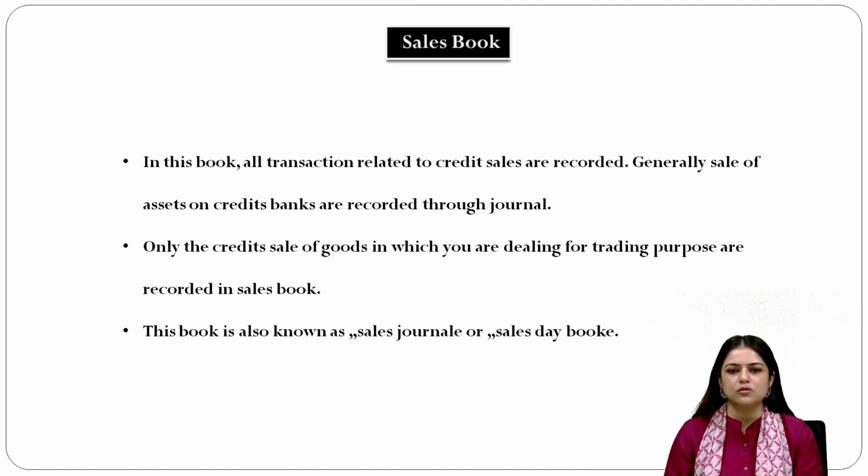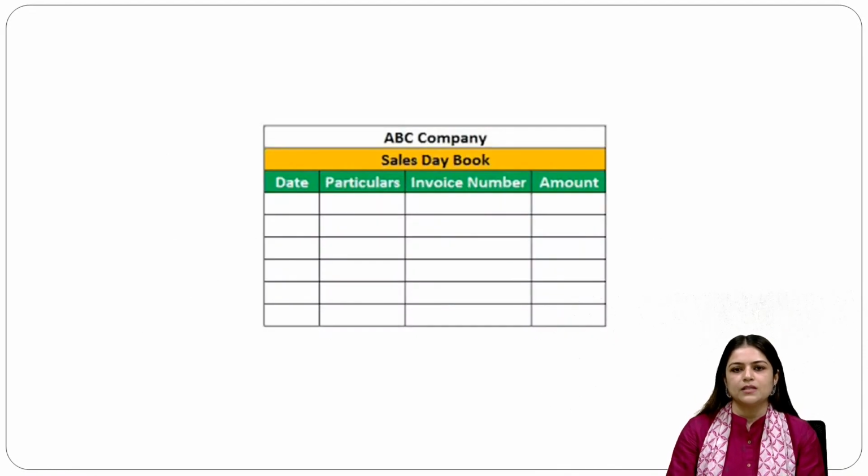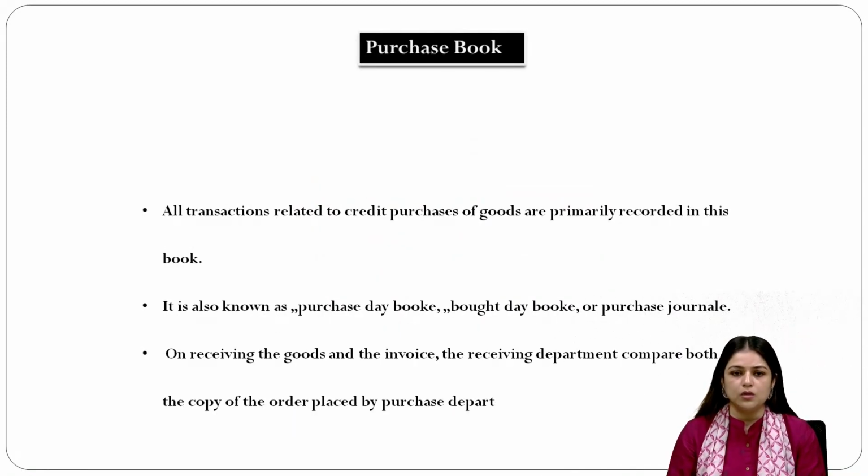This book is also known as a sales journal or sales day book. Sales day book format is given: date, particulars, invoice number and amount. Only credit sales are recorded in the sales book. Purchase book. All transactions related to credit purchase of goods are recorded in this book. It is also known as purchase day book.